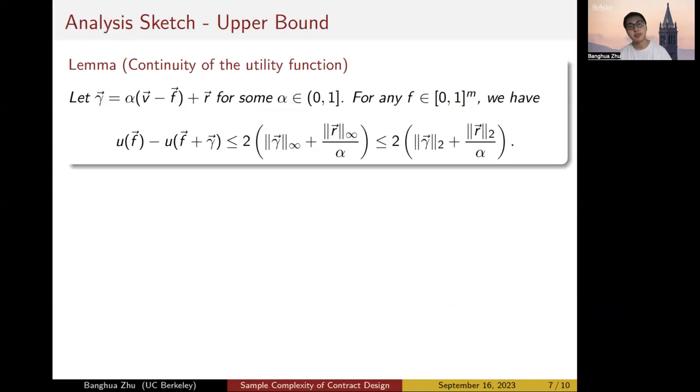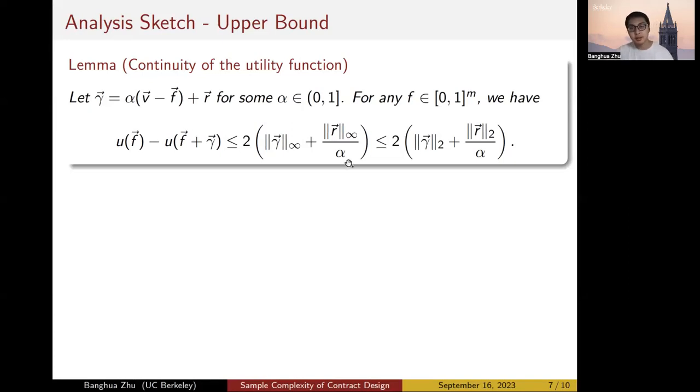So below is a very straightforward sketch of our analysis. Our key observation is the continuity of the utility function in the Stackelberg game. Due to this max operation, where the agent will always maximize her own utility, the principal's utility function is usually not a continuous function of the action of the principal, which is in this case our contract choice. However, we identify a specific direction gamma such that under this direction of gamma, the utility function is indeed continuous.